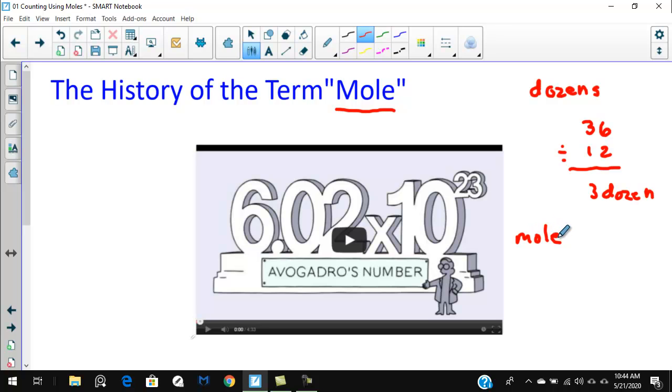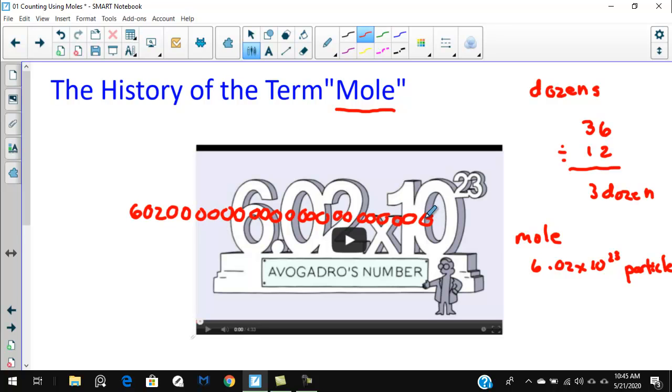So a mole actually means 6.02 times 10 to the 23rd of whatever particles. You could have 6.02 times 10 to the 23rd donuts. That would be a heck of a lot of donuts. So that's 6. Let's just write this out. That's 6, 1, 2, 3, 4, 5, 6, 7, 8, 9, 10, 11, 12, 13, 14, 15, 16, 17, 18, 19, 20, 21, 22, 23 particles.